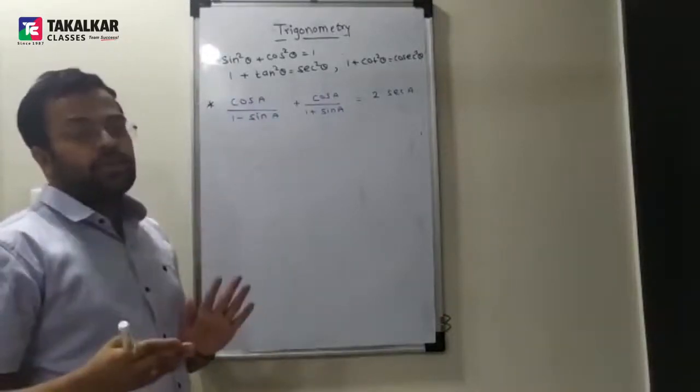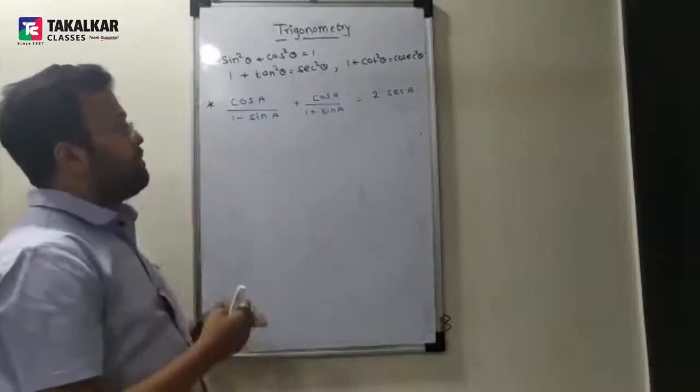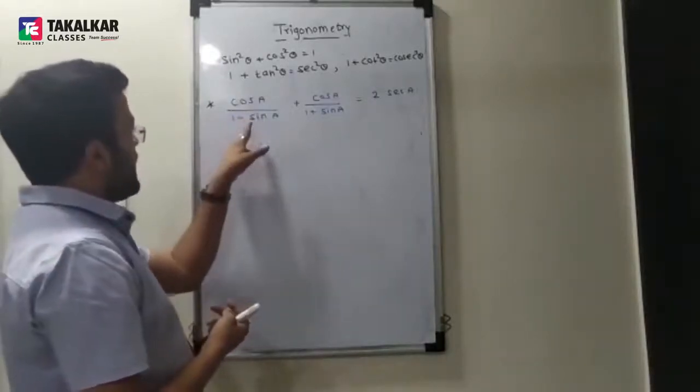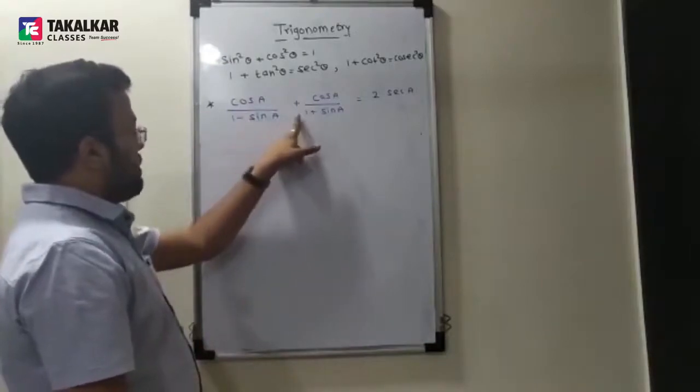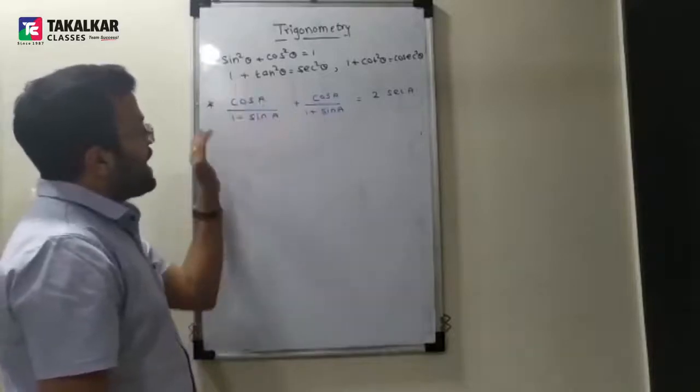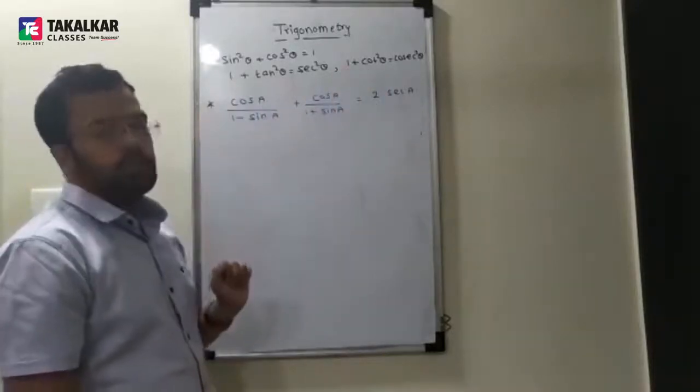आपको इतनी practice होनी चाहिए. By looking at this sum, you can identify type. Now look at this. Cos A upon 1 minus sin A plus cos A upon 1 plus sin A. Look at this carefully and is equal to you want 2 sec A.